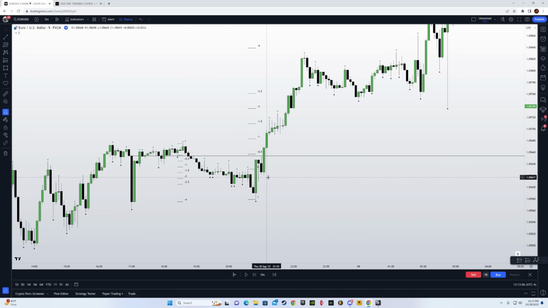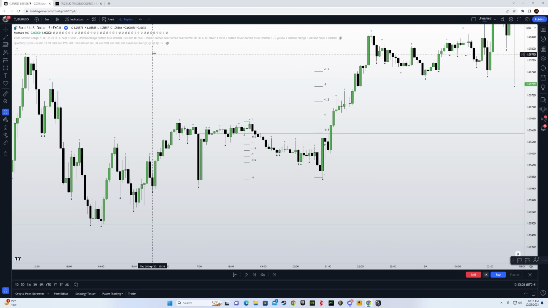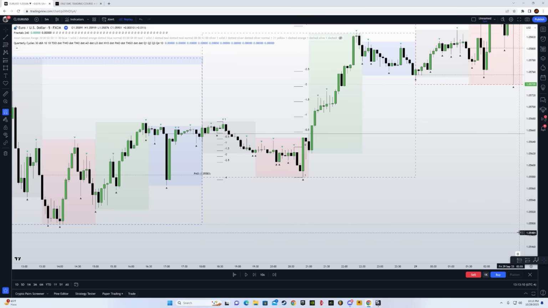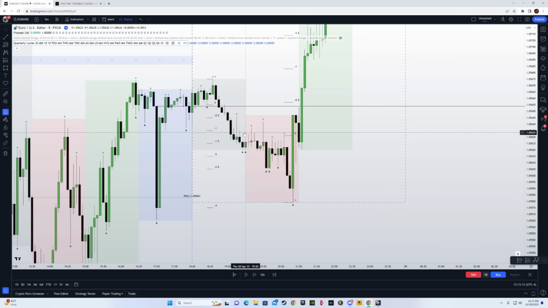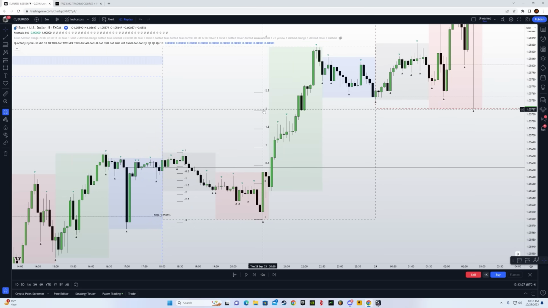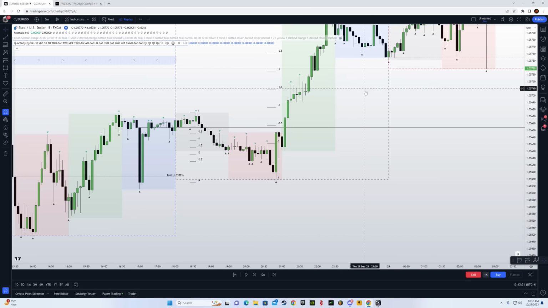Price gets into it. And if I use the quarterly theory indicator, you can clearly see that we got the manipulation and we dipped into this box here, right? During the manipulation phase. Once the manipulation was over inside this area, we got a shift in the market structure, and we predicted that price is going to hit inside this level, and that's exactly what happened.